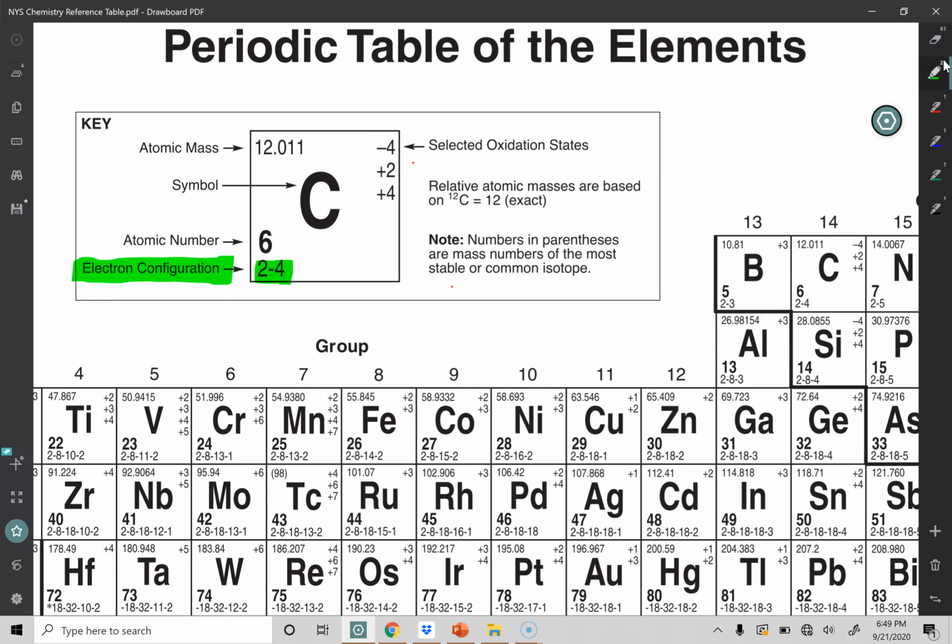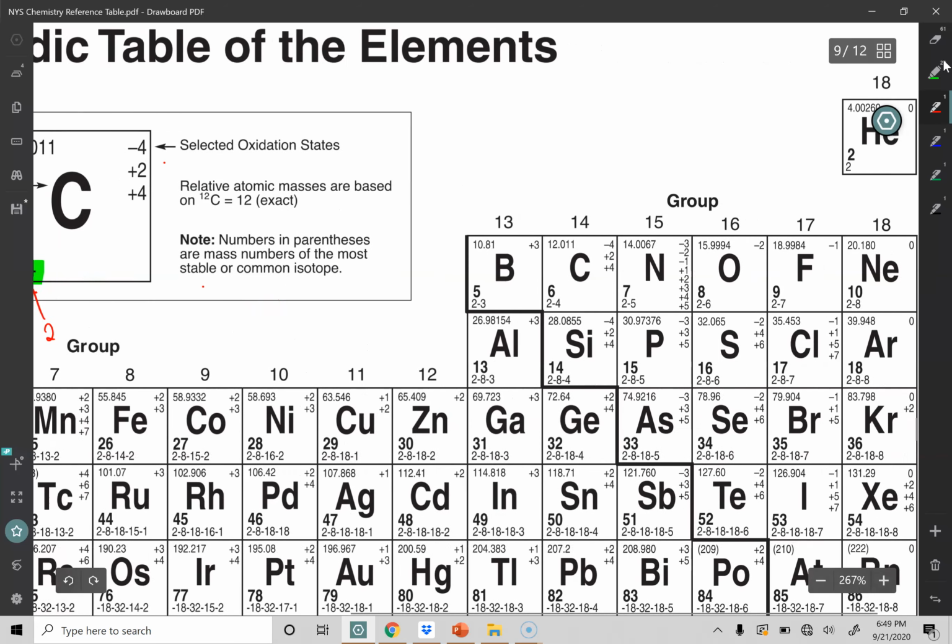Now, that string of numbers will always add up to the atomic number, because in a neutral atom we should have the same number of protons as we do electrons. And this string of numbers is just telling us how many electrons are in each energy level. So in something like carbon, we've got 2 electrons in the first energy level. It's now full. The remaining 4 are going to be in the second energy level.